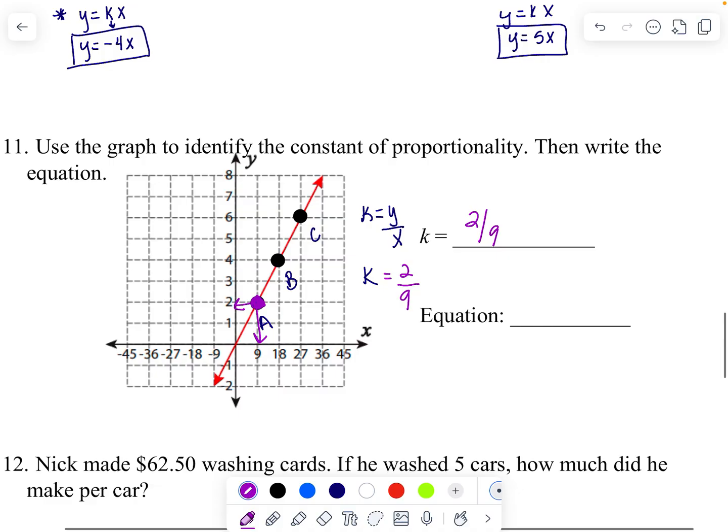So the equation, again, this is the formula for the equation, y equals kx, but you have to plug in that 2 over 9 for your k.